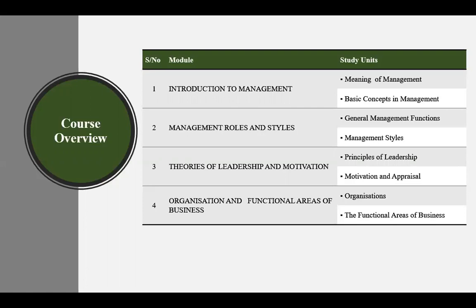Anything called organization, we are going to explore what they are and how you will now apply all the skills, all the roles, the styles, the knowledge you have in management in managing organizations. Then you look at the functional areas of business. We are coming from the business background. That is why our first fruit will be business organizations. So if you succeed in managing business organizations, you are going to succeed in managing every form of organization.